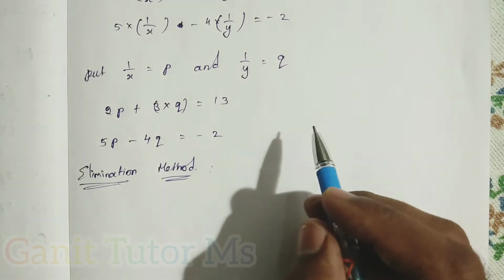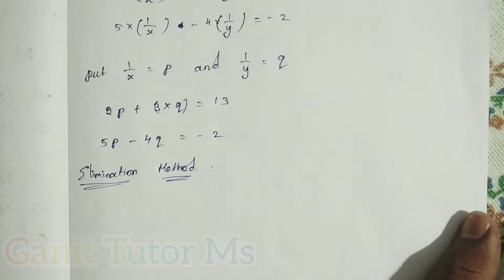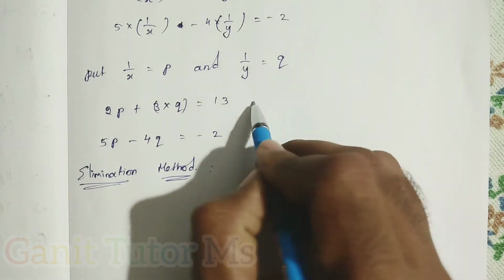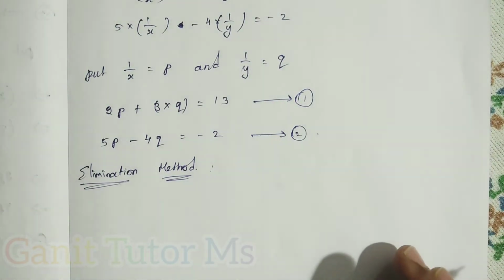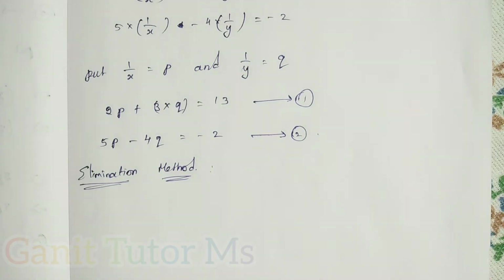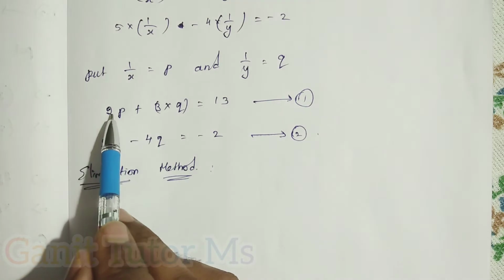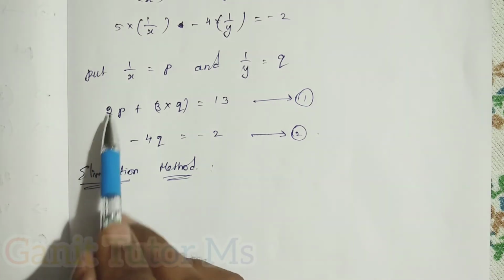So now, I hope you are all thorough in the cross multiplication method. So now we can go with any method. So I can recall again the elimination method. We can mark it as equation number 1 and equation number 2. In this elimination method, we can remove any one variable. Now, I want to make the p coefficient equal.